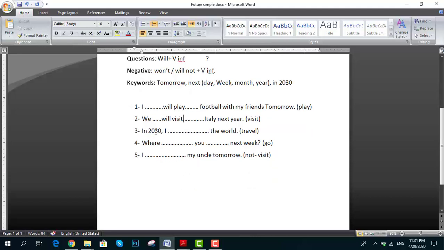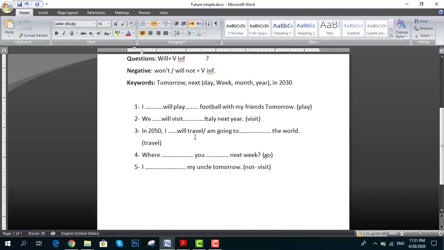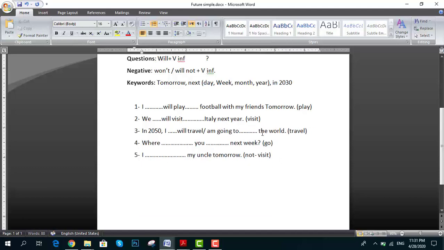In 2030, of course it doesn't always have to be 2030. I can make it 2050, okay? And the verb is travel. I will say I will travel, or I can say, as you said, I am going to travel. I'm going to travel, okay?